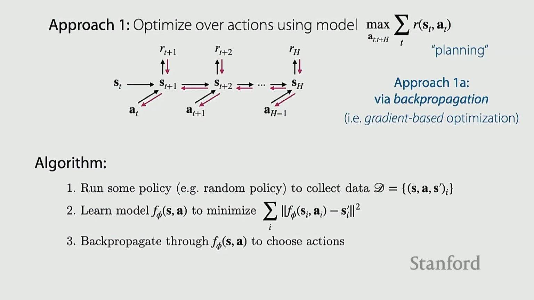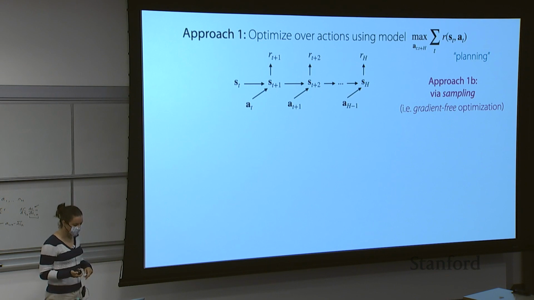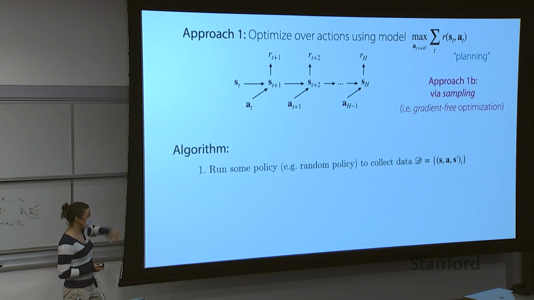Cool. So gradient-based optimization is the first way that we can go about optimizing for our actions, for going about planning, essentially. The second way that we can go about this is with a sampling-based optimization. We're still trying to optimize the same objective, but instead of using gradients, we're going to use a gradient-free optimization that essentially just samples actions and chooses the actions that perform the best. So the algorithm itself will look basically the same as before.